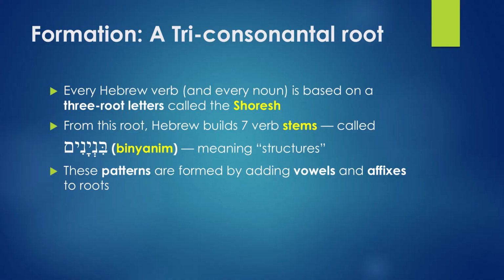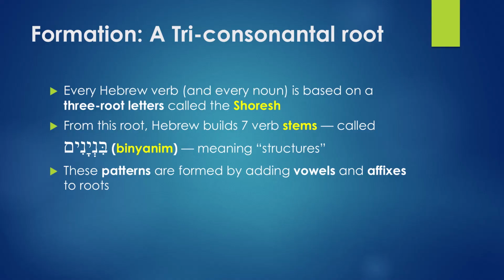Alright, that being said, let's look at how verbs are formed. Now know this. Every Hebrew verb is based on a 3-letter root. And this 3-letter root is called shoresh. This shoresh, this root, is the one that carries the basic meaning or purpose of a given verb. So the basic meaning of a verb is found in the shoresh, the 3-letter root.